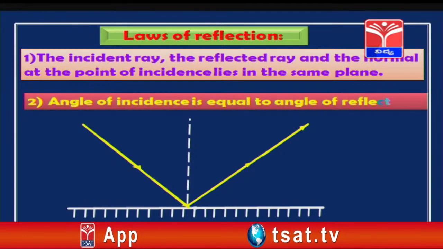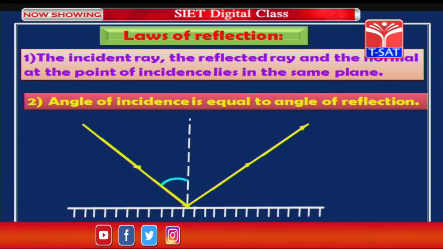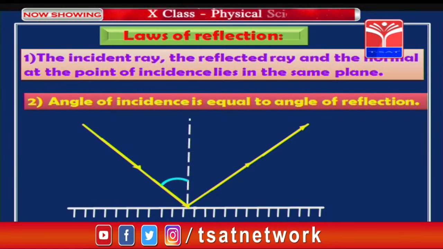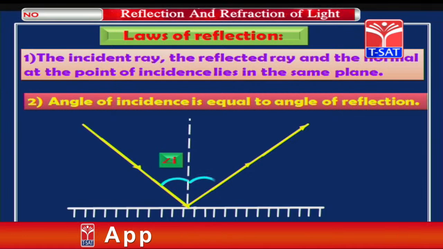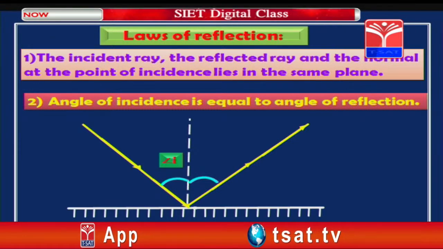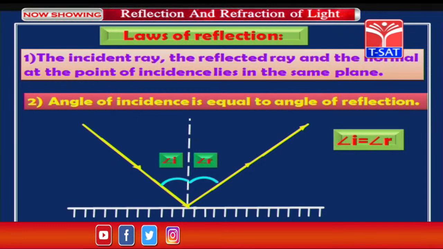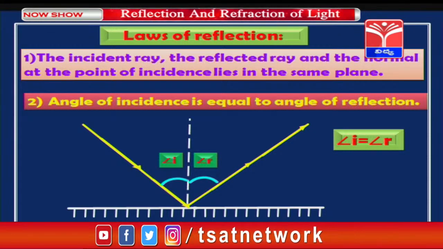The second law is angle of incidence is equal to angle of reflection. The angle between normal and incident ray is the angle of incidence, the angle between normal and reflected ray is the angle of reflection. Angle of incidence, angle I is equal to angle R. These are the two laws of reflection.